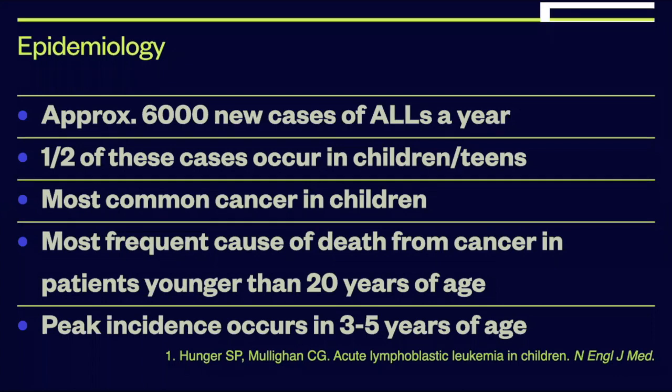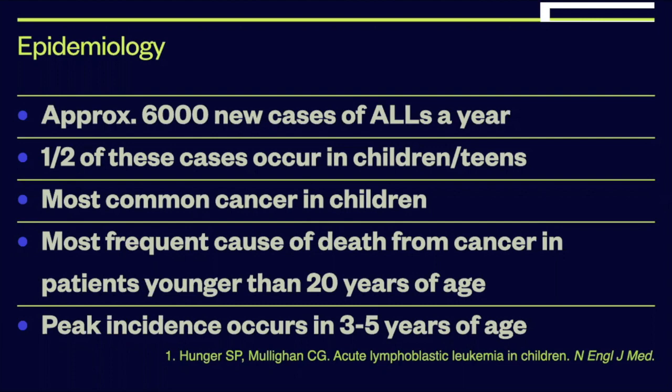So let's talk a little bit about the epidemiology. The epidemiology here is very important, not just for diagnosis, also for prognosis and classifying patients. There are approximately 6,000 new cases of ALL a year. This is taken from the data in the United States. Half of these cases occur in children and teens.